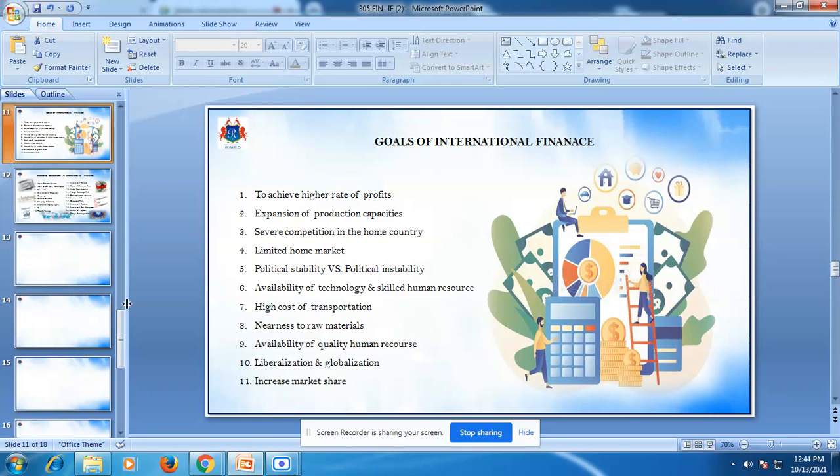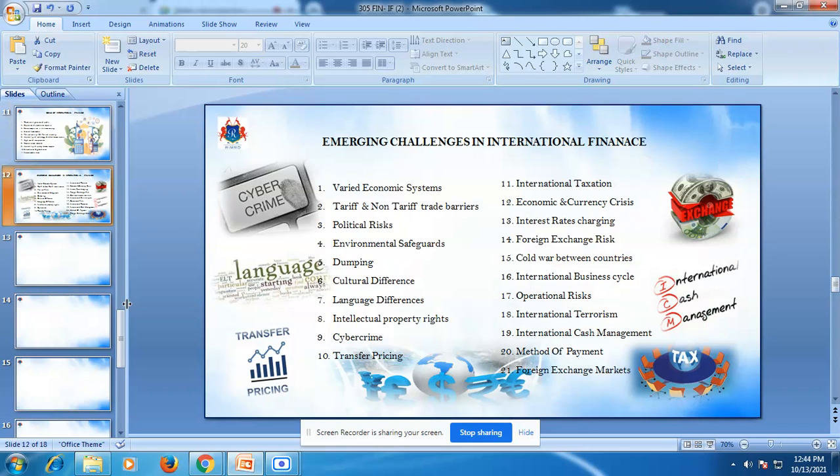These are the various goals of international finance. We will move to the next part. So, the next and last part is the emerging challenges in international finance. There are 21 challenges of international finance. In this session, we will complete the first 10 challenges of international finance.